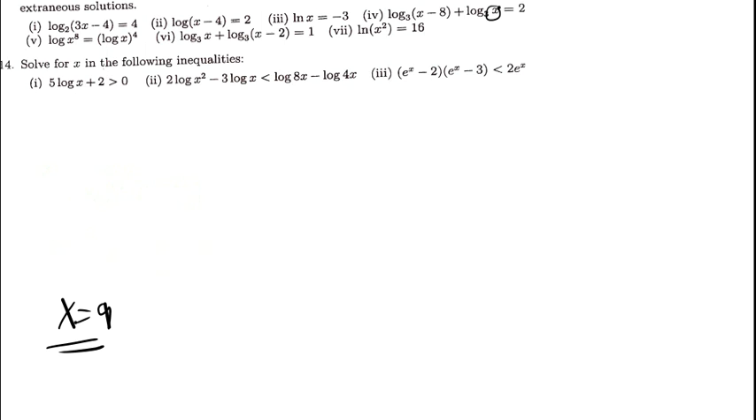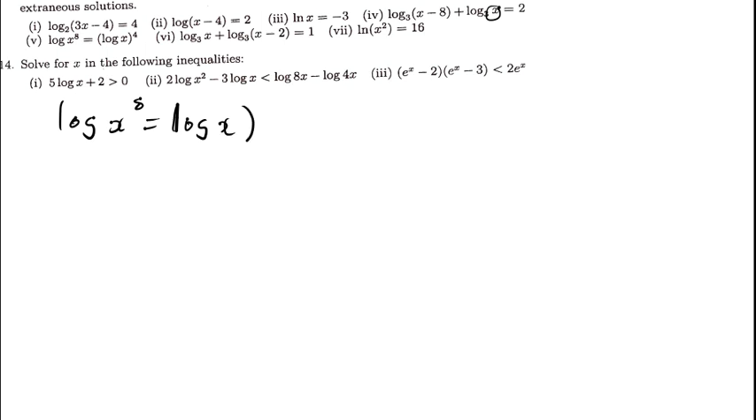The next thing I'm going to do is part 5, which is saying log of x to the power 8 is equal to log x, everything raised to the power 4. This is also simple. I'll shift the power to the front so that I remain with log. The base is the same, which is 10. That is equal to log of x to the power 4.